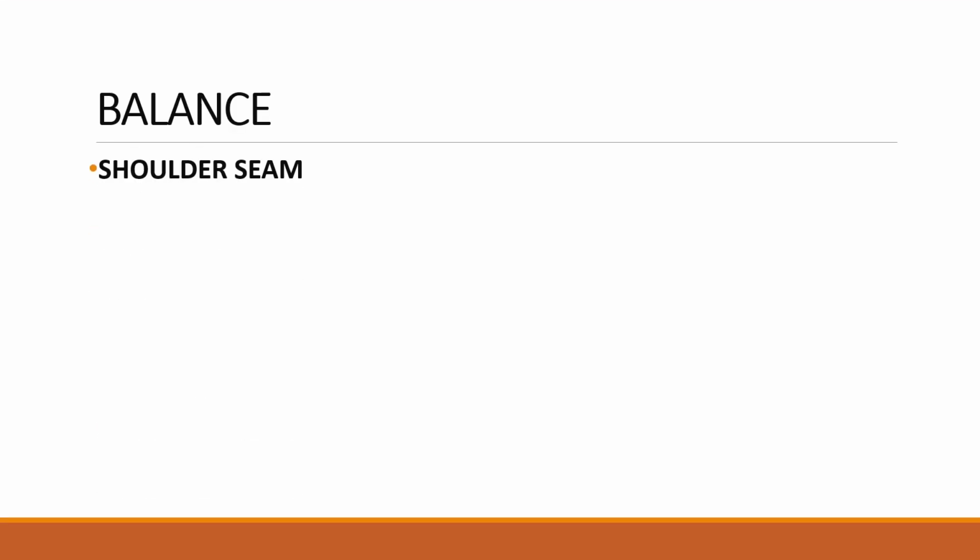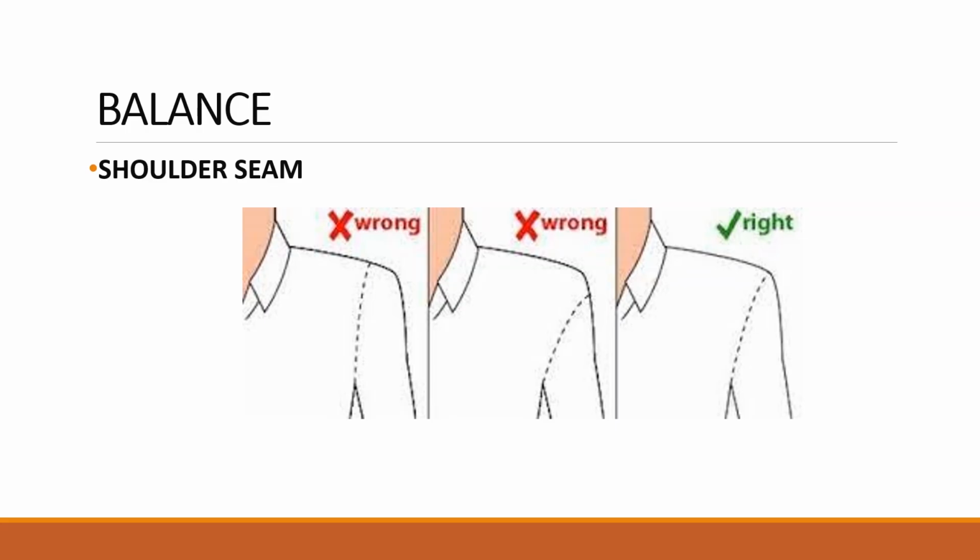Now balancing also talks about the shoulder seam. As is shown in the figure, two of the figures are wrong. On the right figure you can see the armhole where it slides. Both cases are wrong, one is too tight, one is too sluggish. But the right figure is at the armhole. So the shoulder seam is very important for balancing a garment.